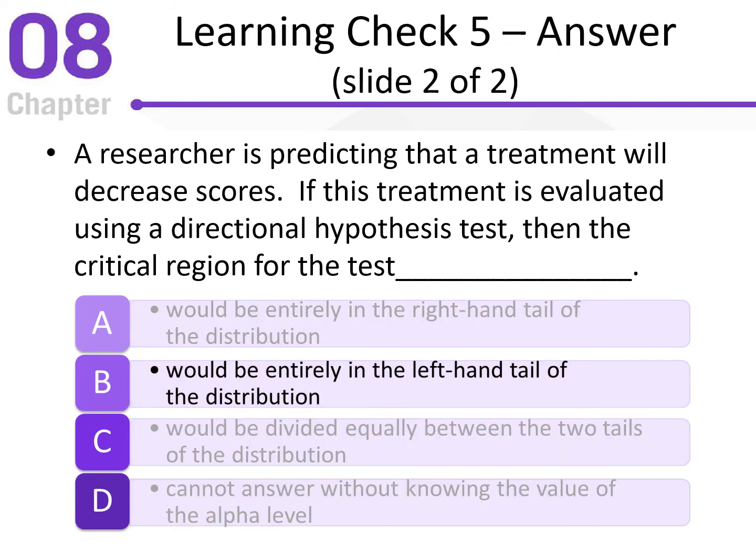If I was looking for an increase, I'd be looking in the right tail. If I'm looking for a decrease, I'm looking in the left tail. If I'm looking for a change, I'm looking in both tails. That would be non-directional.